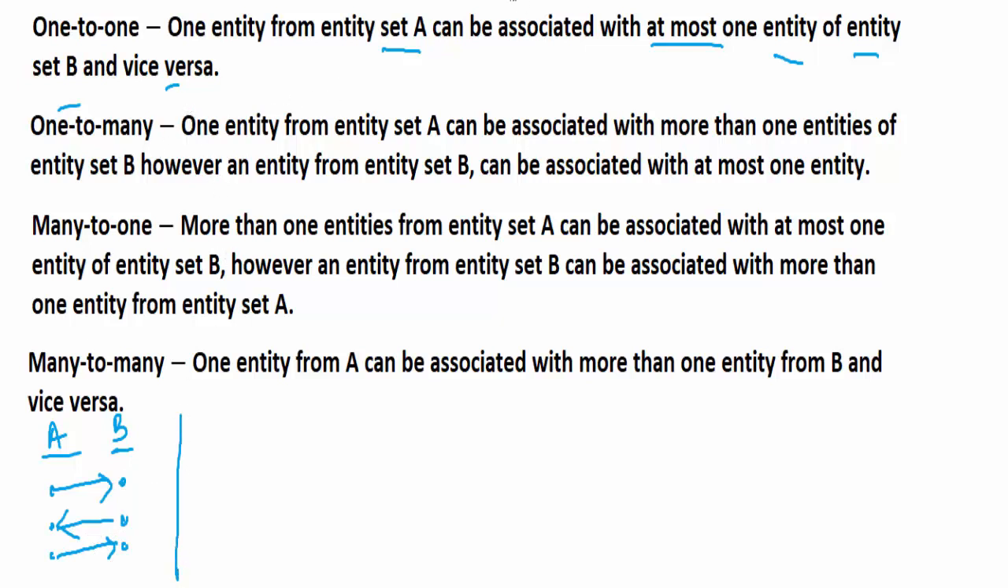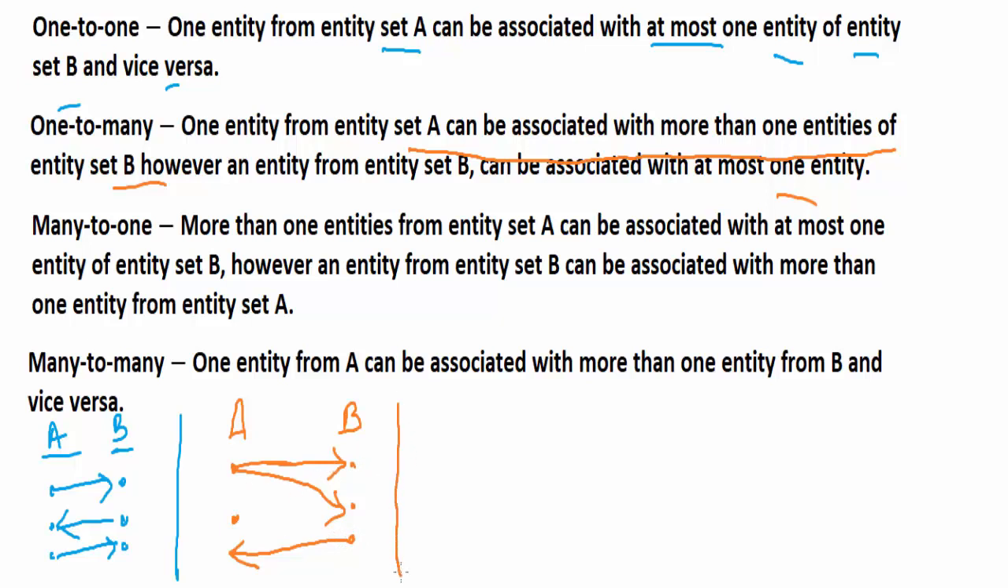Now we have 1 to many, which is very simple. One entity from entity set A can be associated with more than one entity of B. However, an entity from set B can be associated with at most one entity of A. Suppose A and B again, with 3 elements each. A point of A can be attached to many B's, but from the B side, each can be attached to only one A. One entity of B cannot point to many entities in A. That is impossible.